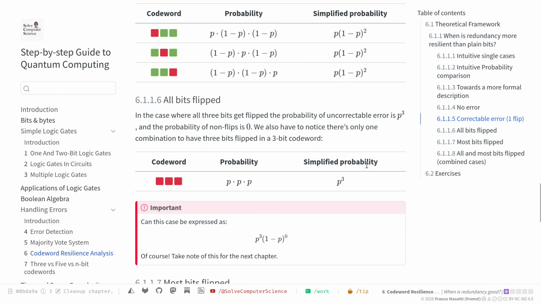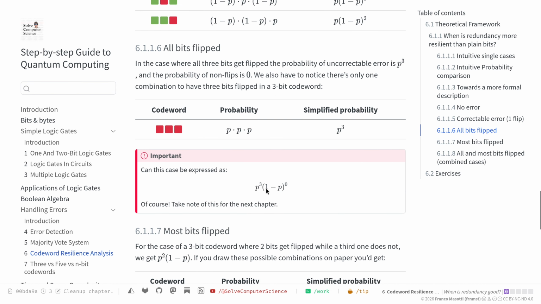Which you can express in these three ways: p times p times p, or p cubed, or also p cubed times (1 minus p) to the power of 0. So take note of the way this is expressed here, because we're going to use it in the next video, okay? This is going to be useful for generalization.